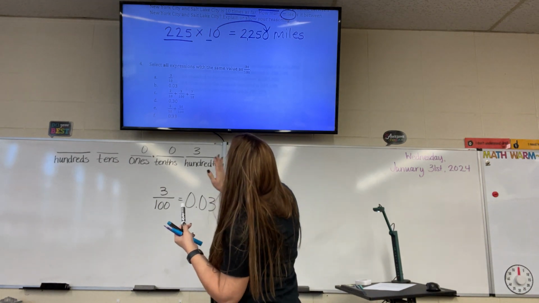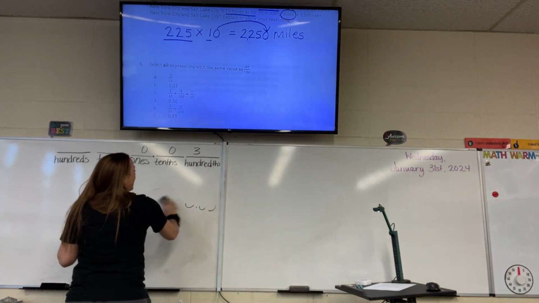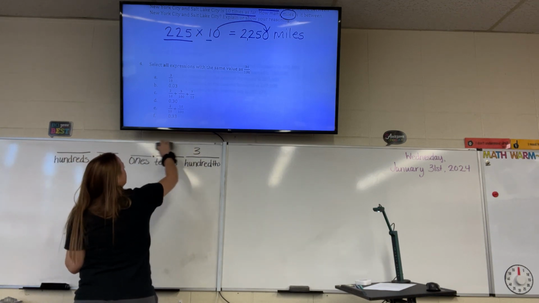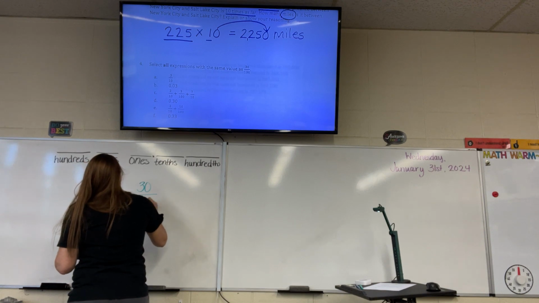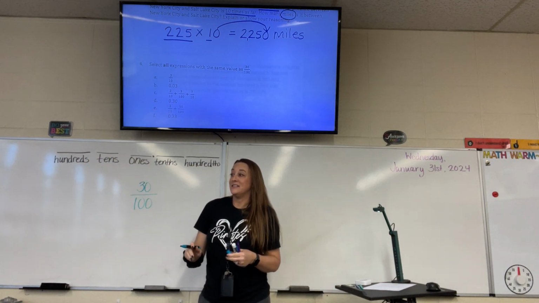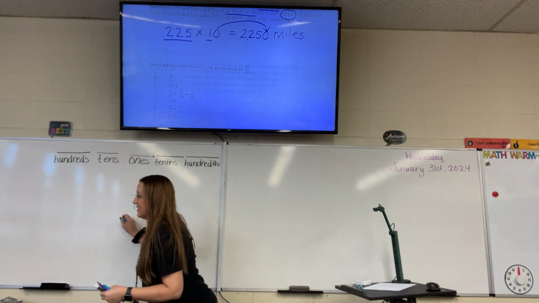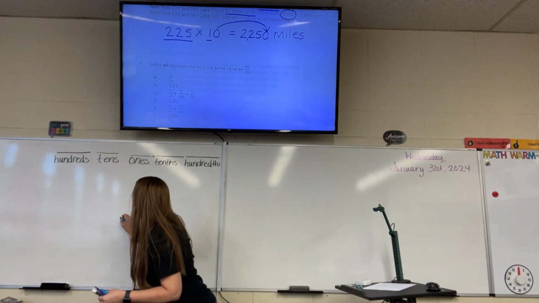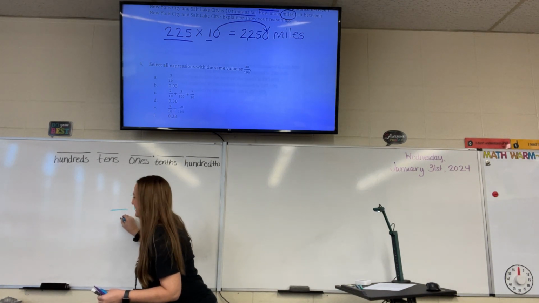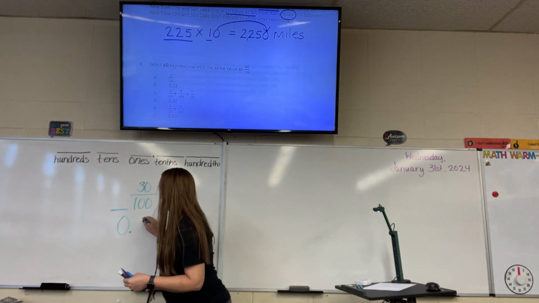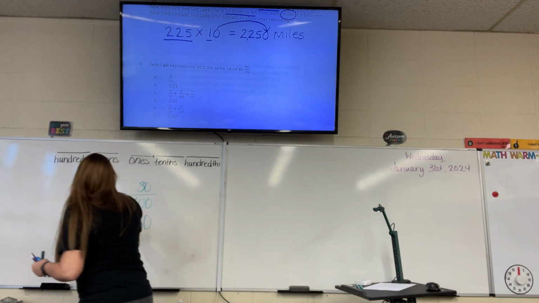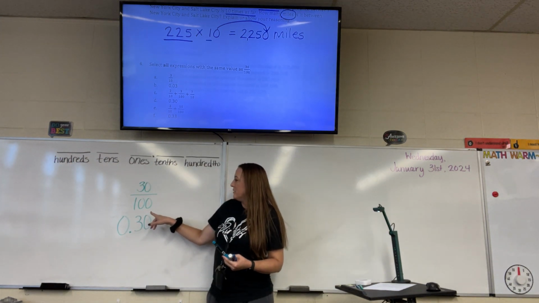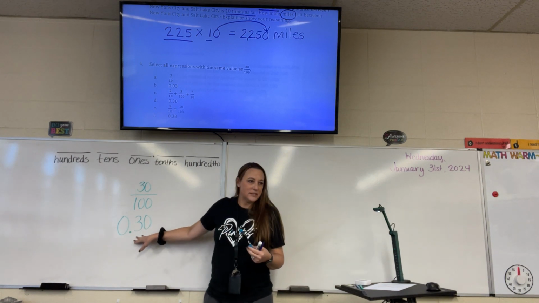It says select all the expressions with the same value as 30 hundredths. So if we write the fraction 30 hundredths, okay, and we wanted to write that as a decimal, can you tell me what the decimal would be? What would I write first? Do we have any ones? So what would I put? Zero point 30. Okay, so remember that, it's been a while. So 30 hundredths. 30 hundredths. Right?